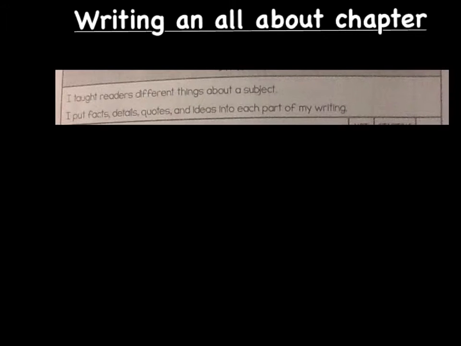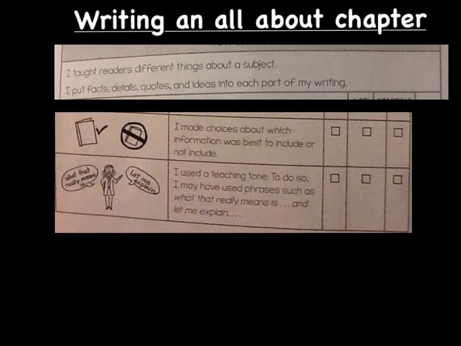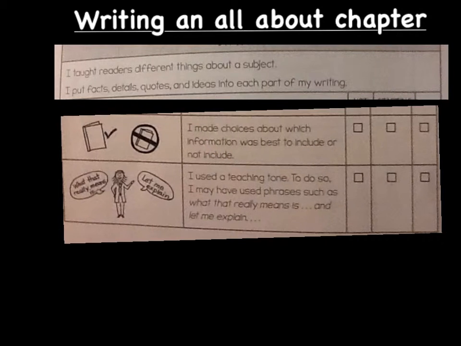First, we know from our checklist that overall we need to teach readers different things about a subject and include facts, details, quotes, and ideas into each part of our writing. We also know that we need to make choices about which information is best to include and what we shouldn't include. And finally, we need to use our teaching tone. To do so, you might use some phrases like, "What that really means is," and "Let me explain."